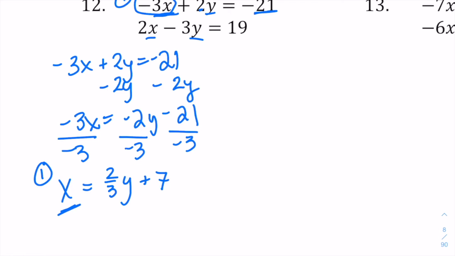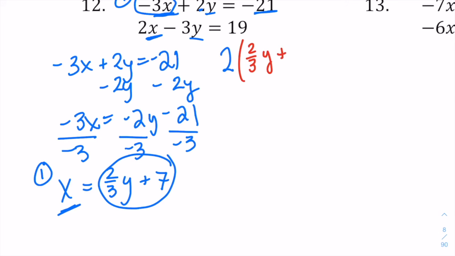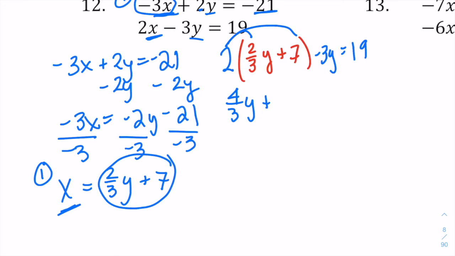So in equation 2, I see 2, and then I'm not going to write x here. I'm going to write what x is equal to. So here's our substitution. This is what x was equal to: 2/3 y plus 7, and then minus 3y equals 19. Okay, great. So we'll go ahead and distribute our 2 throughout here. So we get 4/3 y plus 14 minus 3y equals 19.